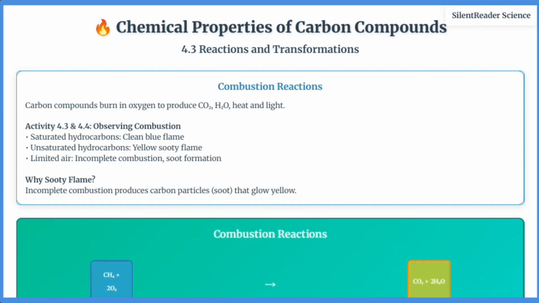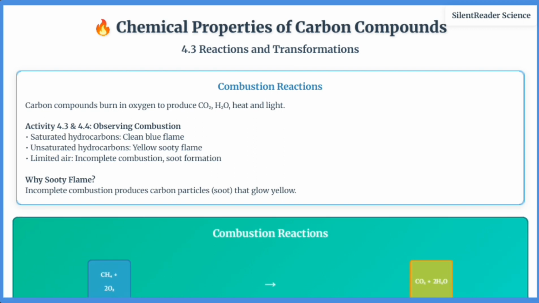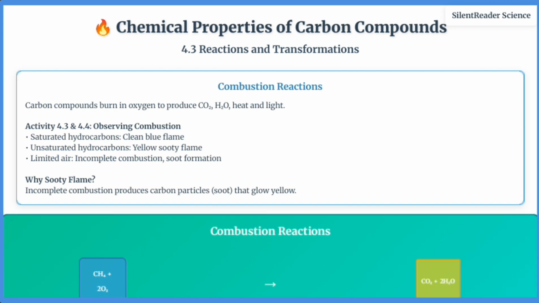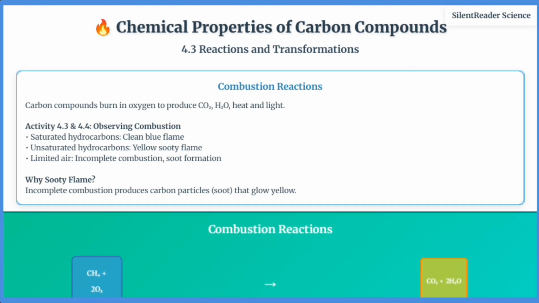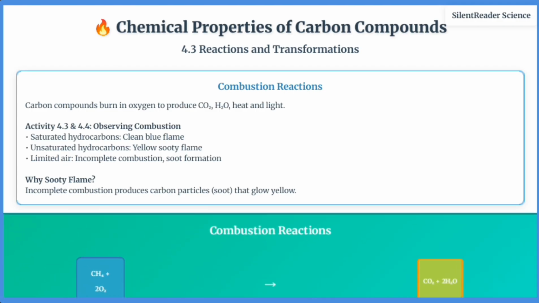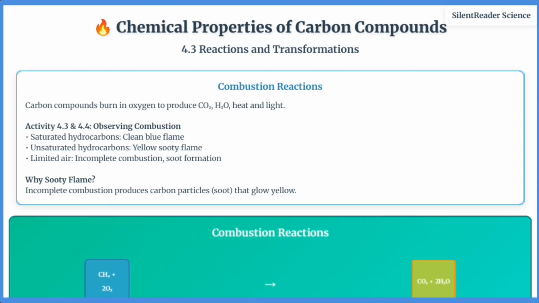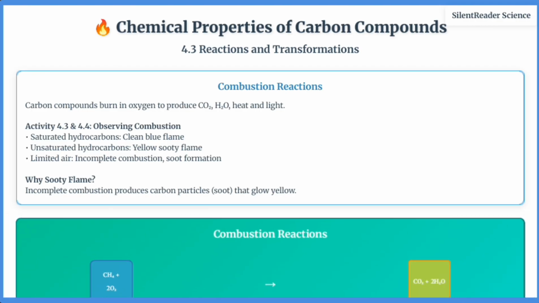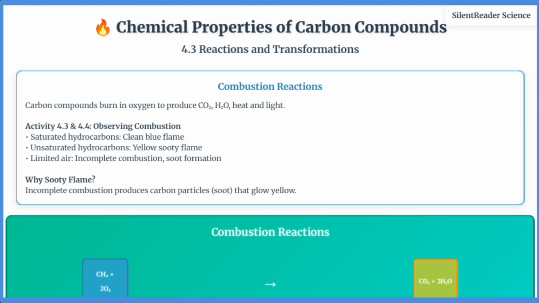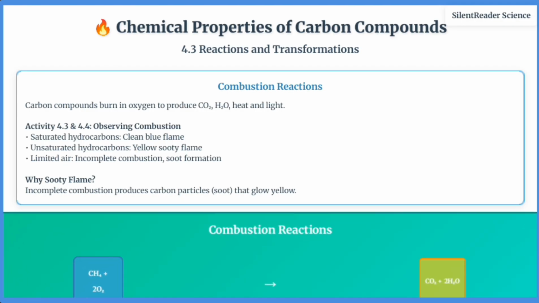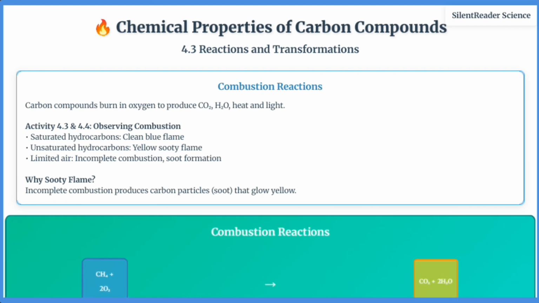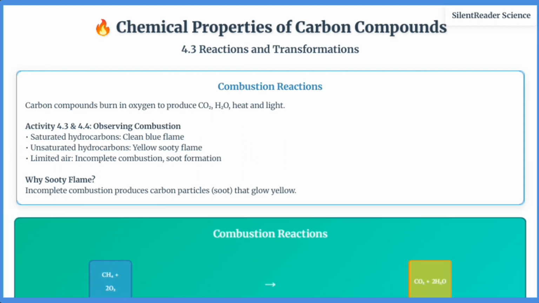Oxidation reactions convert alcohols to carboxylic acids using oxidizing agents like alkaline KMnO4 or acidified K2Cr2O7. Addition reactions occur in unsaturated compounds where atoms add across double or triple bonds, like hydrogenation of vegetable oils using nickel catalyst. Substitution reactions occur in saturated compounds where one atom is replaced by another, like chlorination of methane in sunlight. Each reaction type has specific characteristics and applications in industry and daily life.